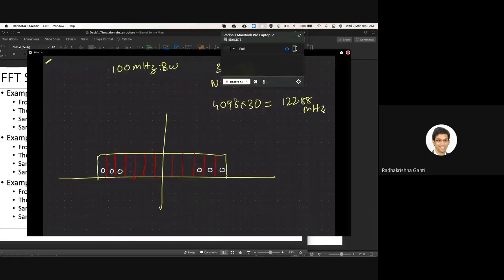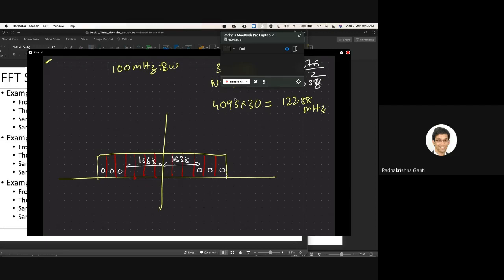So 3276 by 2 is how much? 1638. So I'm going to use 1638 subcarriers here and 1638 subcarriers here. And all the others, of course, are guard band. I'm not putting the guard band; all the other subcarriers I'm going to put zeros.